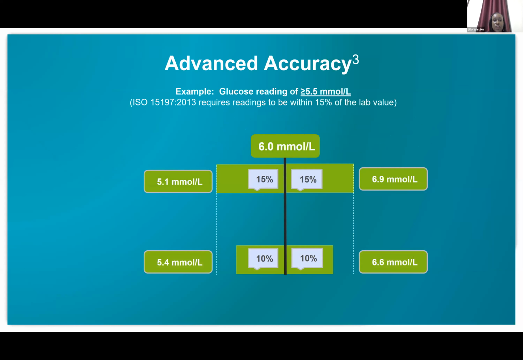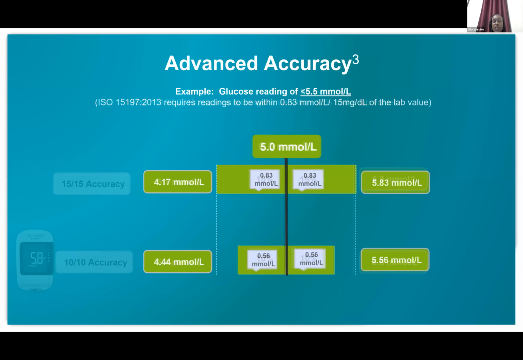So in terms of our advanced accuracy, like I've mentioned, basically we use a lab referencing method. And what the ISO criteria actually means is that all readings must fall within 15% of the lab value. So any sugar above 5.5, for instance, should fall within that range. But because the AccuCheck Instant even meets a tighter criteria of 10-10 accuracy, it gives a 10% variance, which is actually 0.56%. So basically, it's an even tighter control in terms of accuracy, and it gives a better variance in terms of how accurate this meter is.